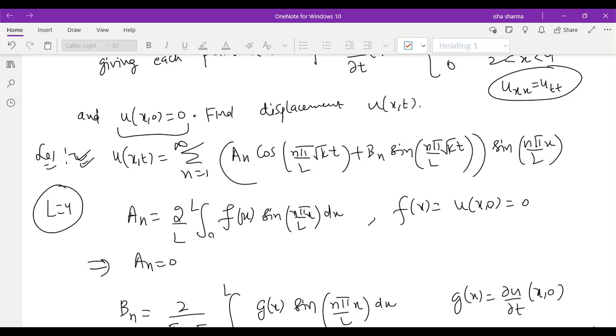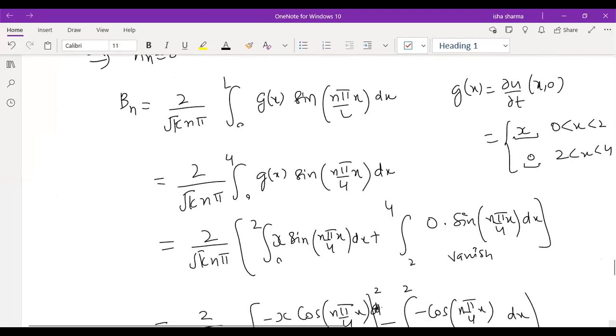So depending on, in some questions you will get both f(x) and g(x), like in the previous question we had f(x) but not g(x), in this question we had g(x) but not f(x), but in some questions you may have both f(x) and g(x) non-zero given, so you will have values of both an and bn in those questions. Is it fine? Is it clear with everyone?